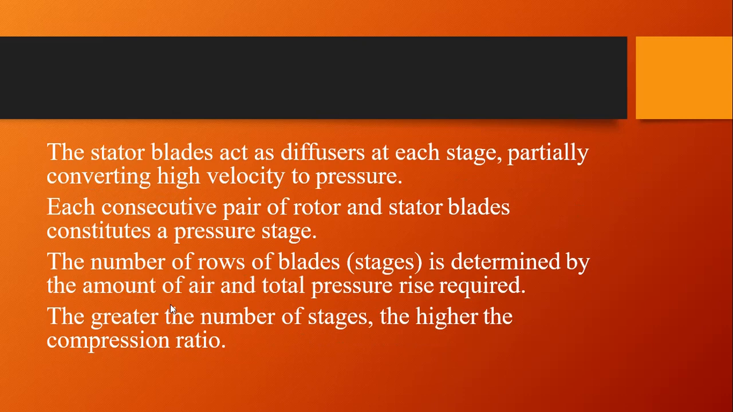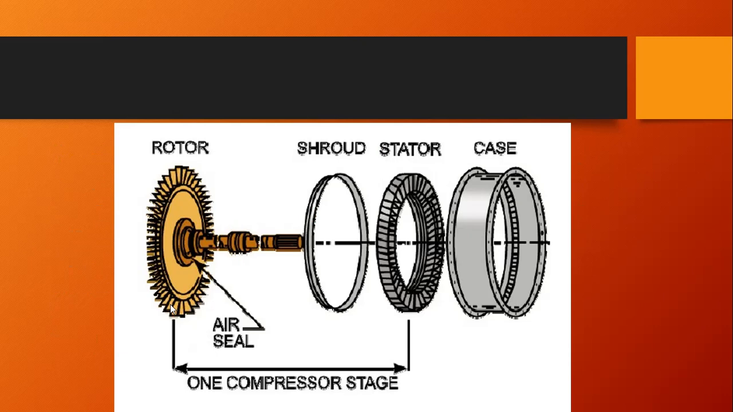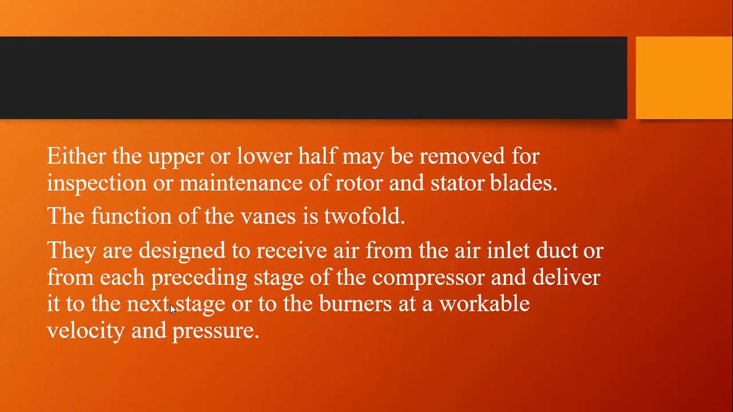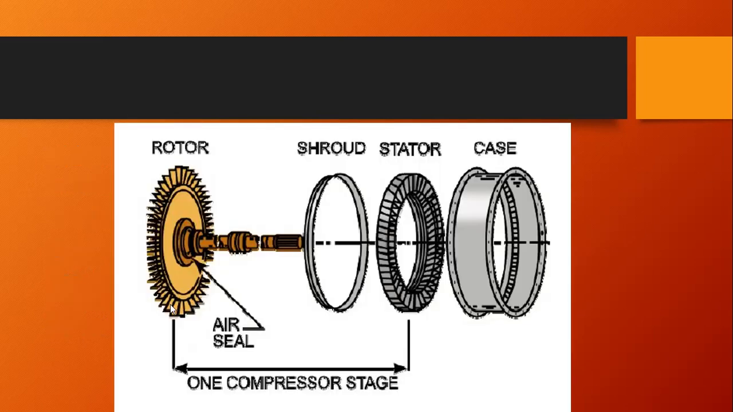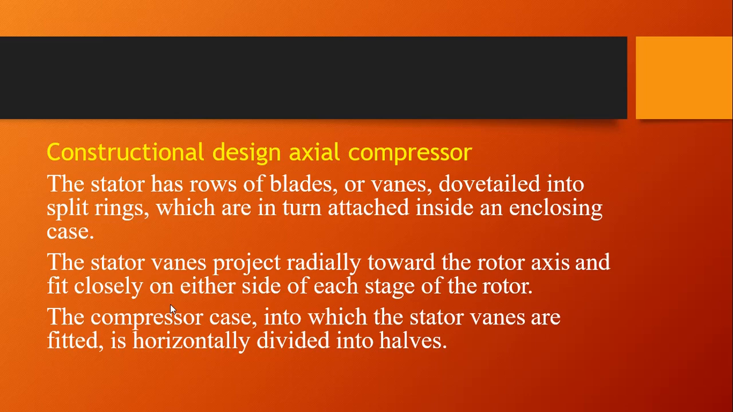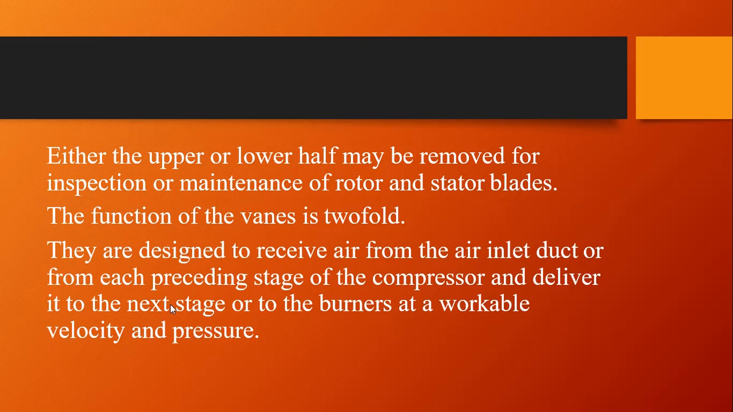We saw the number of rows of blades. A consecutive pair of rotor and stator blades constitutes a pressure stage. So that's something that we see here. This is a stage. Any other rotor and stator is another stage. Either the upper or lower halves may be removed for inspection or maintenance of rotor and stator blades. That's why it is divided into two. That's why the compressor case into which the stator vanes are fitted is horizontally divided into two halves, for easy inspection and maintenance.